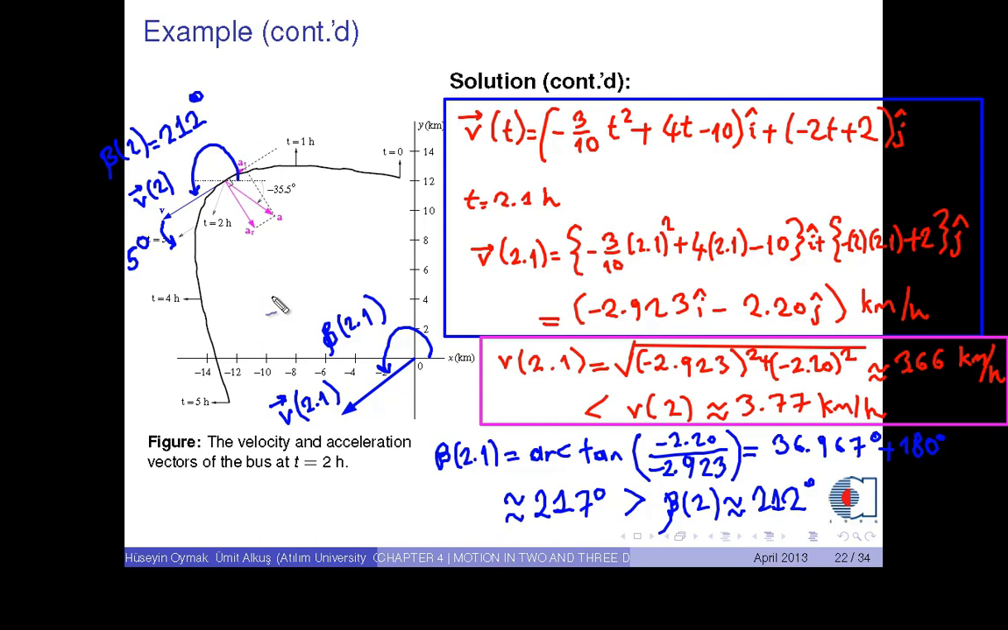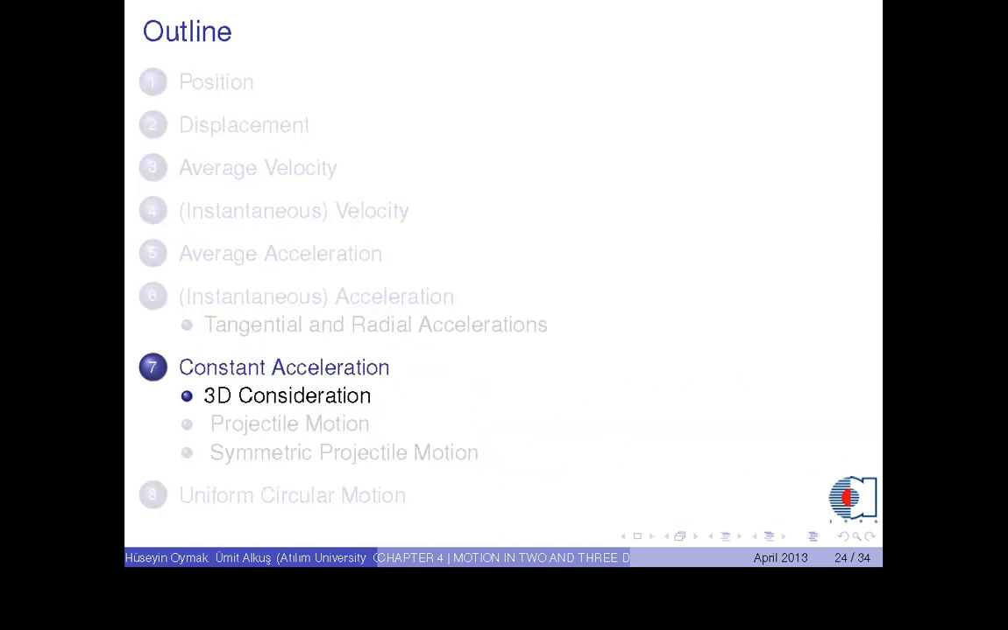Very good. This example brings us to the end of the discussions of basic ingredients of three-dimensional motion. From now on, we are going to learn how to analyze a motion with constant acceleration, and we will give some examples of three-dimensional and two-dimensional problems.